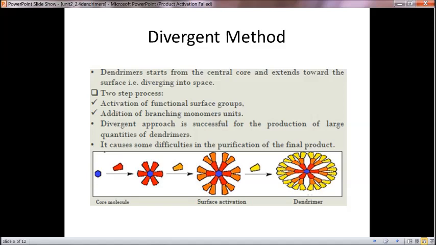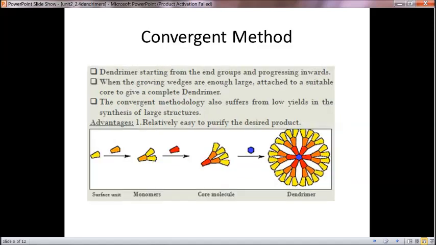The divergent approach is successful for the production of large quantities of dendrimers. It causes some difficulties in the purification of final products, because as we reach the exterior surface, the middle interior branches can't be purified. So that's the disadvantage. And in the convergent method, we have to converge inward. So from the surface molecules, we go into the central molecule.